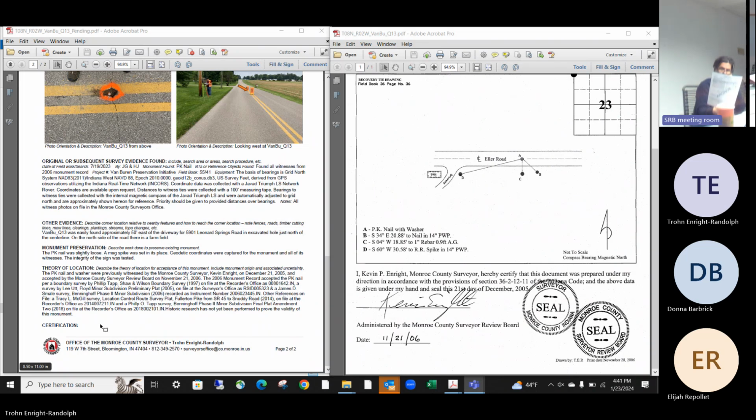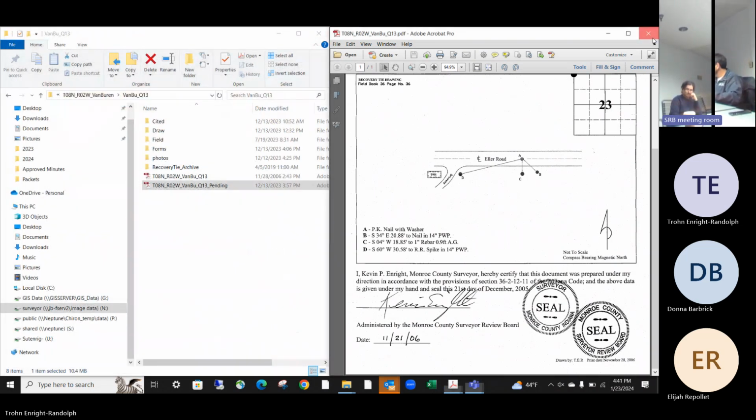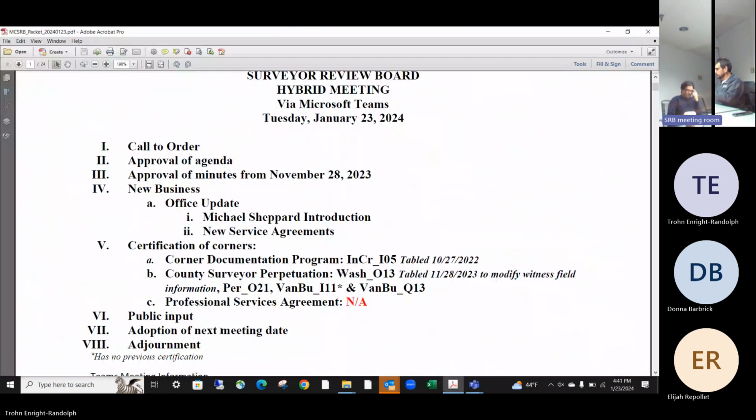Motion to approve. Second. All right, we have a motion and a second. I'll do a voice vote. All in favor, say aye. Aye. Opposed, same sign. Hearing none, that brings us right back to the agenda for our last couple of items.